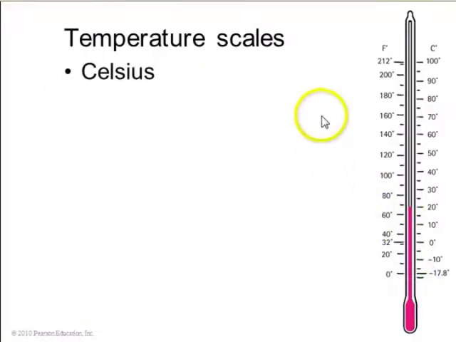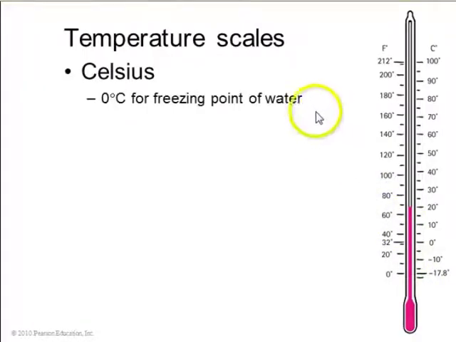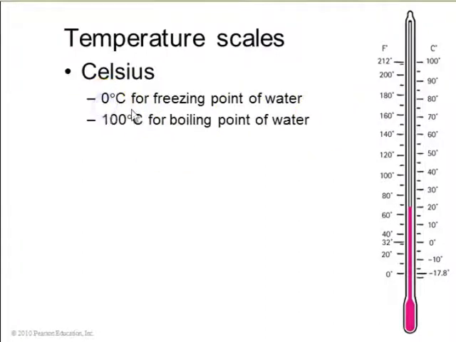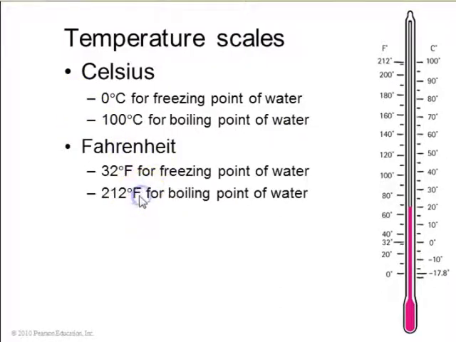So there are three temperature scales mentioned in this book. One is Celsius. Celsius has the very simple property that it's 0 degrees Celsius for the freezing point of water and 100 degrees Celsius for the boiling point of water. And there's 100 degrees in between there. Fahrenheit is 32 degrees Fahrenheit for freezing of water and 212 degrees Fahrenheit for the boiling point of water. And there's no real advantage to using Fahrenheit. It's just a historically traditional scale.